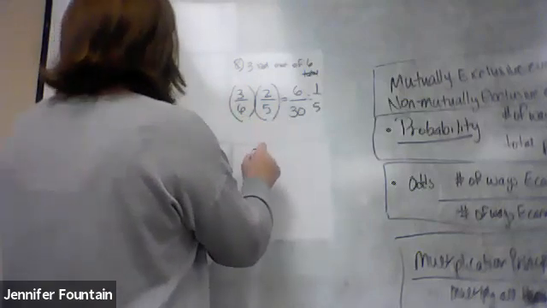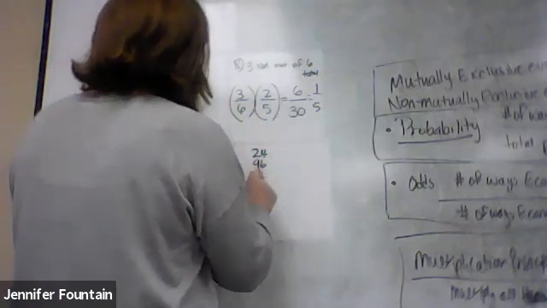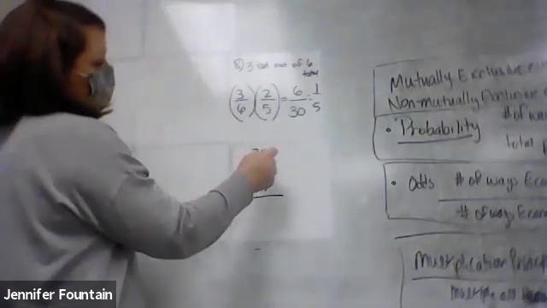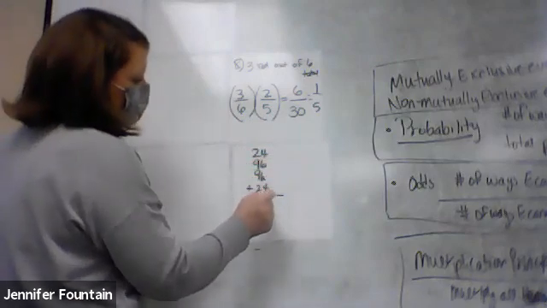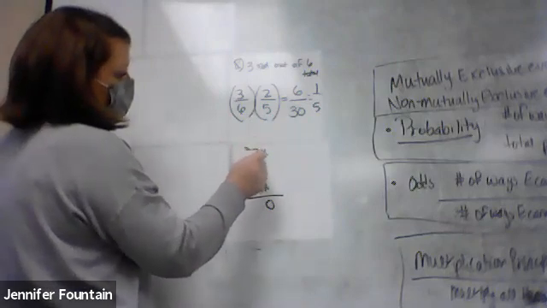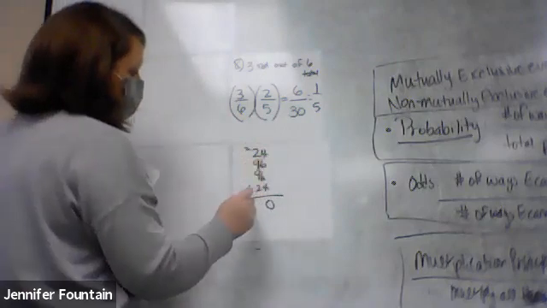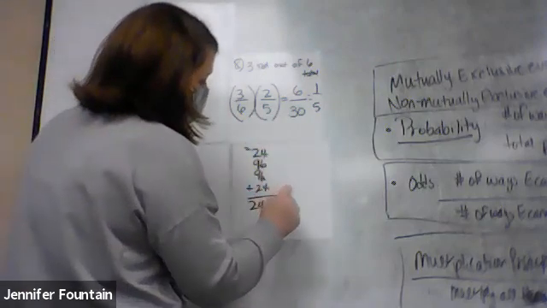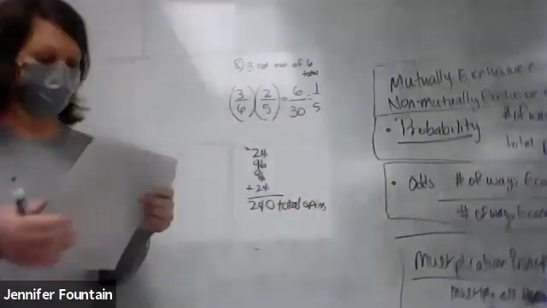So I had 24, 96, 96, 24. Add them up. 4 plus 6 is 10. 10 plus 6 is 16. 16 plus 4 is 20. Put down my 0, carry my 2. 2 plus 2 is 4. 4 plus 9 is 13. 13 plus 9 is 22. And 22 plus 2 is 24. So there were 240 total spins.